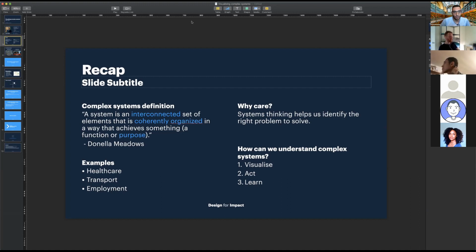And the best way that I know to understand complex systems, the first way, is to visualize it, because that helps you have a shared understanding across a group of people of what the system looks like, who's involved in it and how it behaves. Then act on it: identify the intervention points, create interventions that are fail safe so that if you fail, it's not catastrophic, and then learn from those experiments.